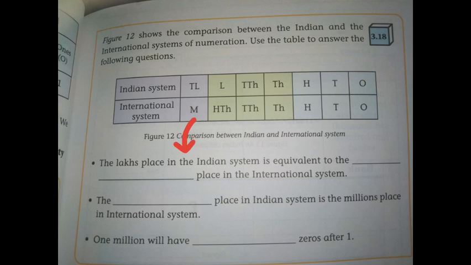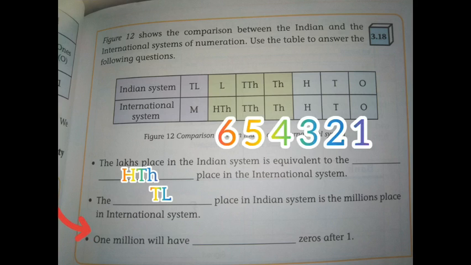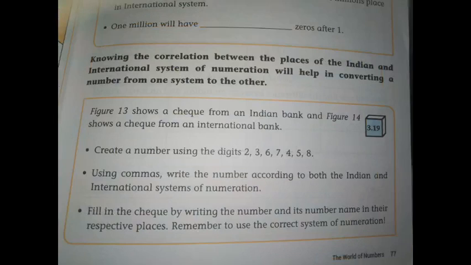Now look at the question. The lakhs place in the Indian system is equivalent to the dash place in the international system. 100,000s place. Next question. The dash place in the Indian system is the millions place in the international system. Yes, 10 lakhs place. Next question. 1 million will have dash zeros after 1. 1, 2, 3, 4, 5, 6. 6 zeros after 1. In this way, we have to learn how many zeros will come after lakh, how many zeros will come after 10,000. Likewise, you have to learn.